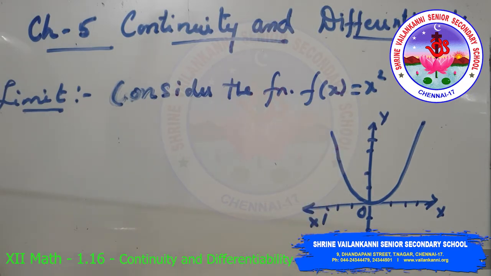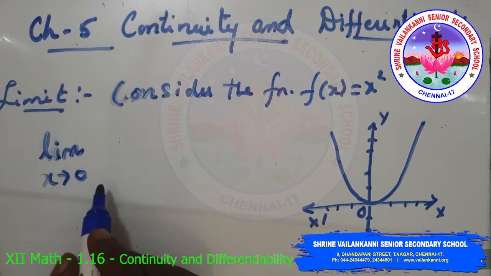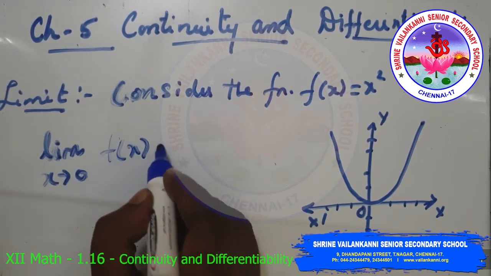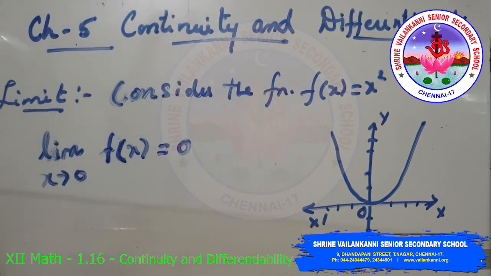Observe that x takes values very close to 0. The value of f of x also moves towards 0. We say that limit x tends to 0, f of x equals 0. We can read this as limit of f of x as x tends to 0 equals 0. The limit of f of x as x tends to 0 is to be thought of as the value f of x should assume at x equal to 0.